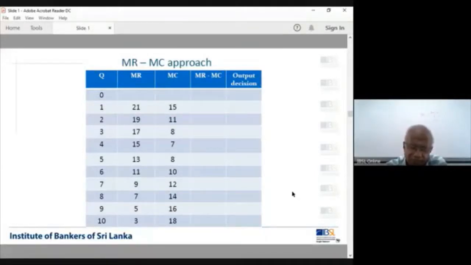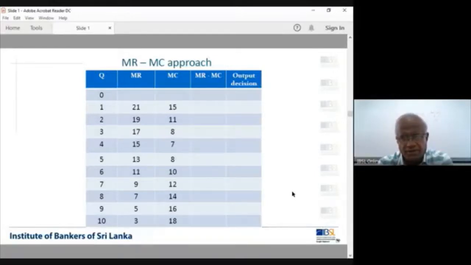Selling the 7th unit, their marginal profit will be negative. Selling the 8th unit, marginal profit will be negative. 9th unit, 5 and 60, 3 and cost. Marginal profit increases, decreases, 0 and then negative. That is interesting. Then what will happen? What is the output decision? First unit, marginal profit is 6.